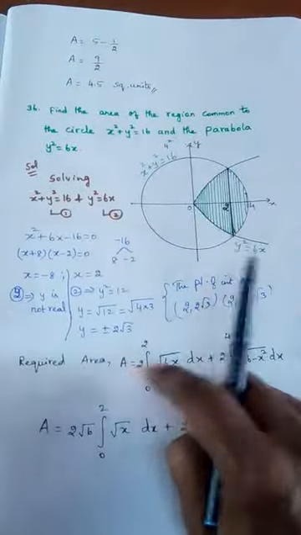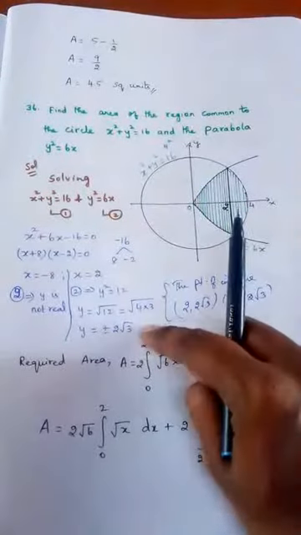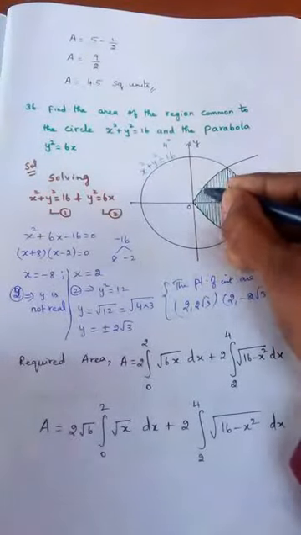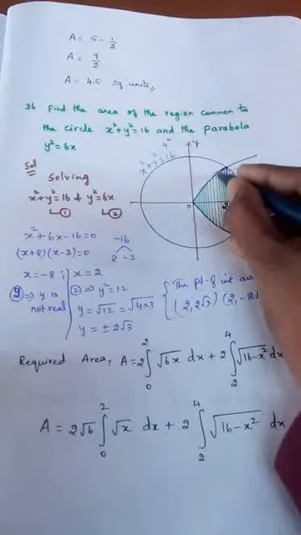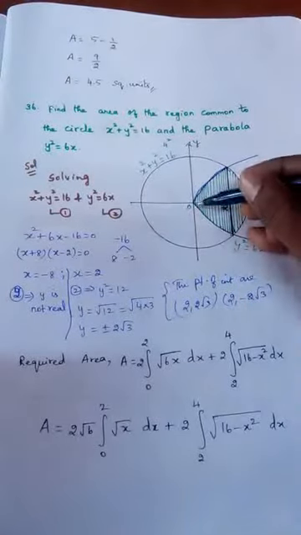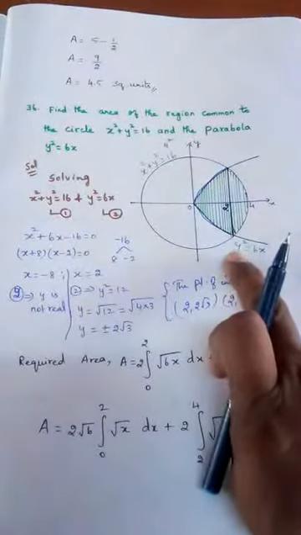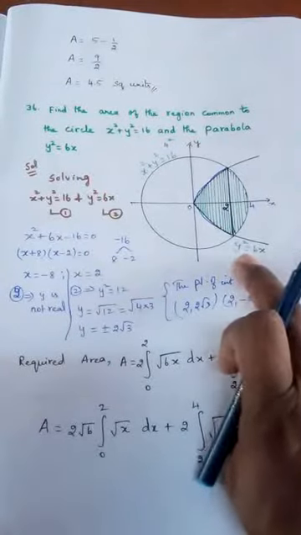So I can calculate only for this and multiply by 2. So put 2 into the integral, the limit is from 0 to 2. Now what is the curve that comes under here? Parabola. If you see, the boundary for this first part is a parabola. What is the parabolic equation? y square is equal to 6x.